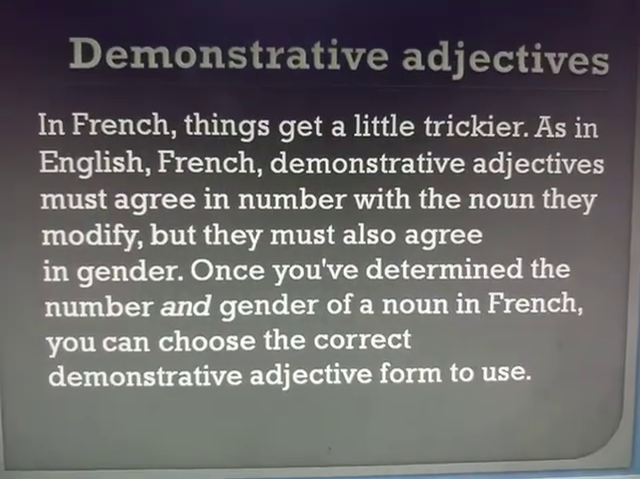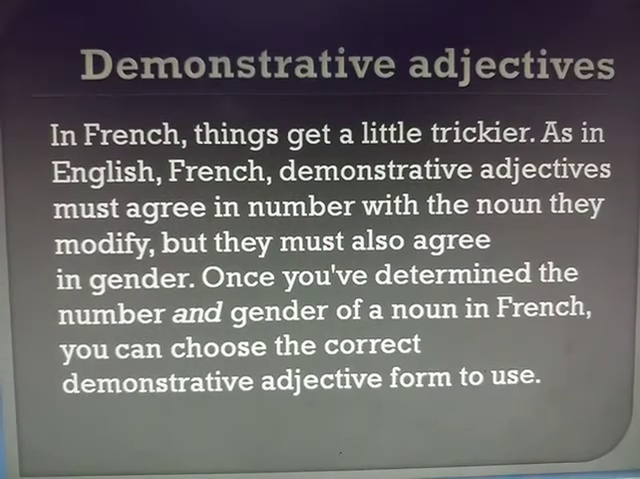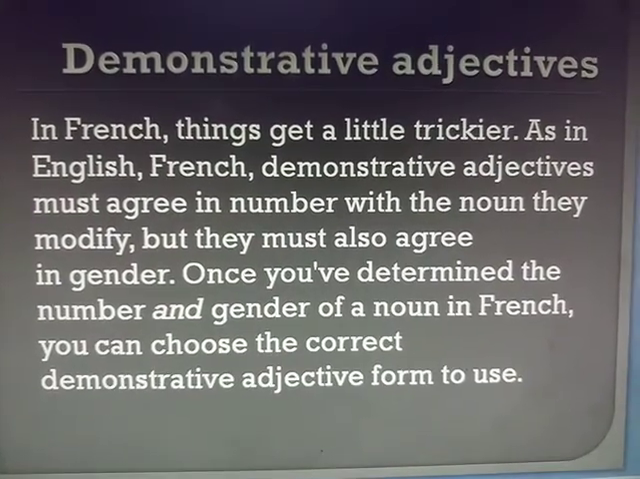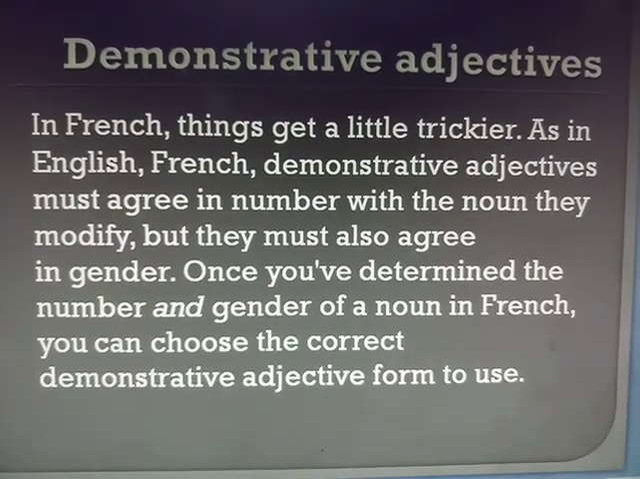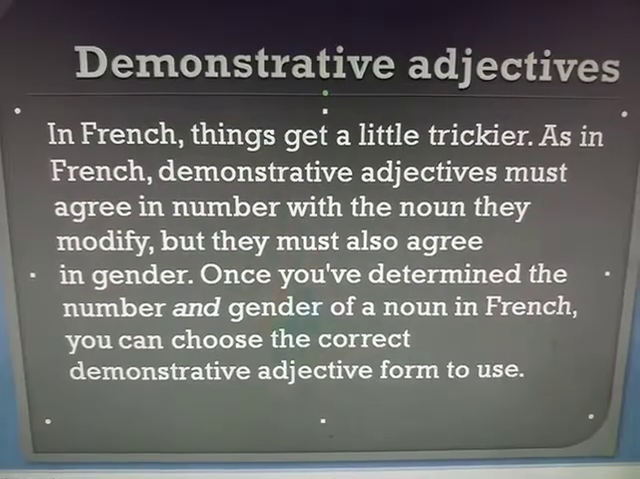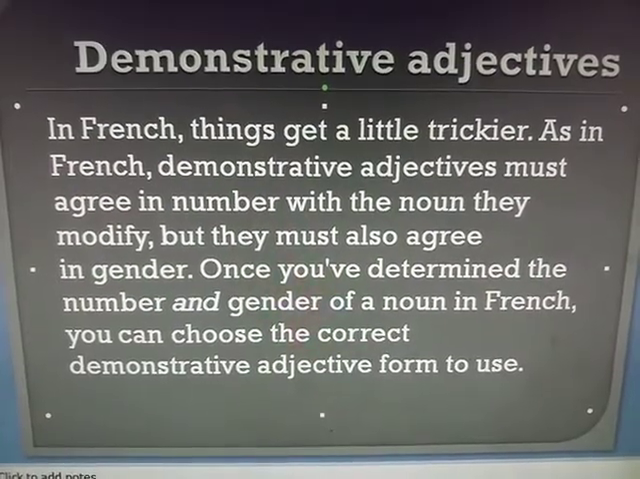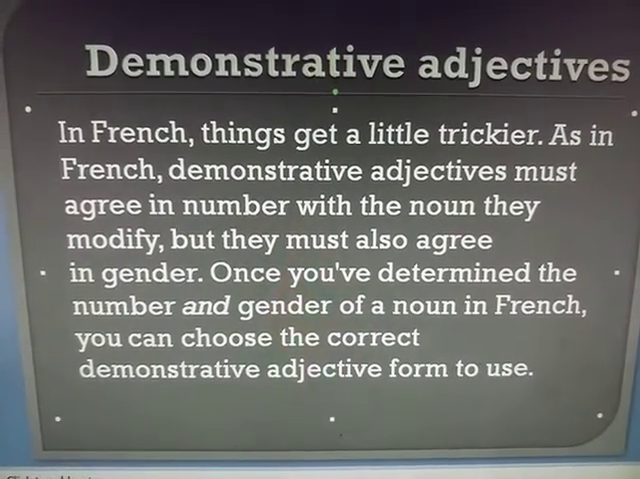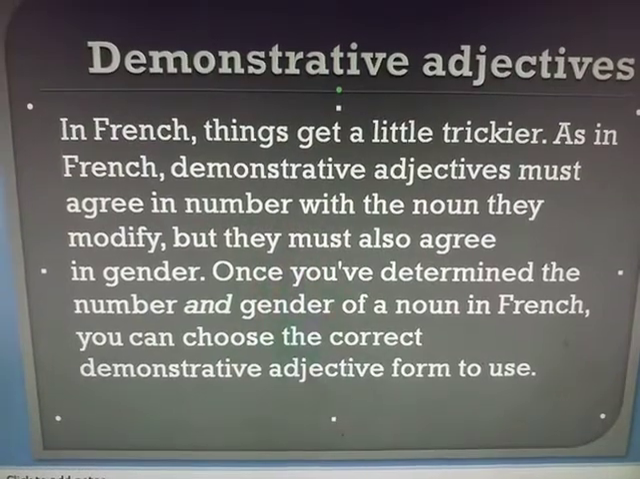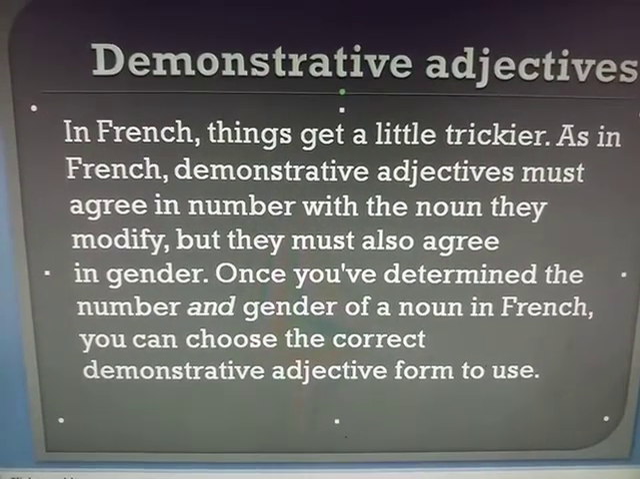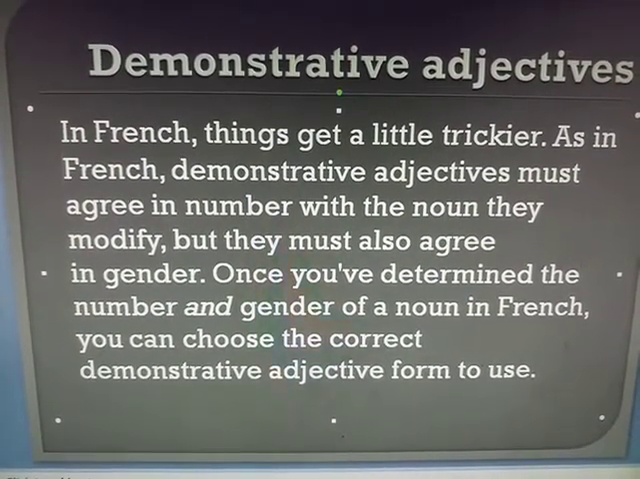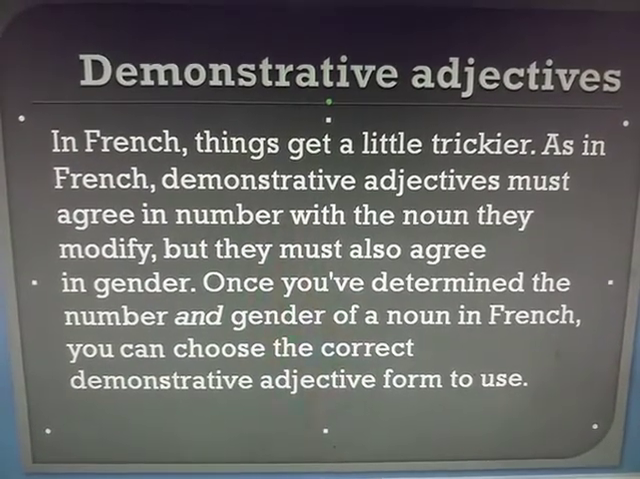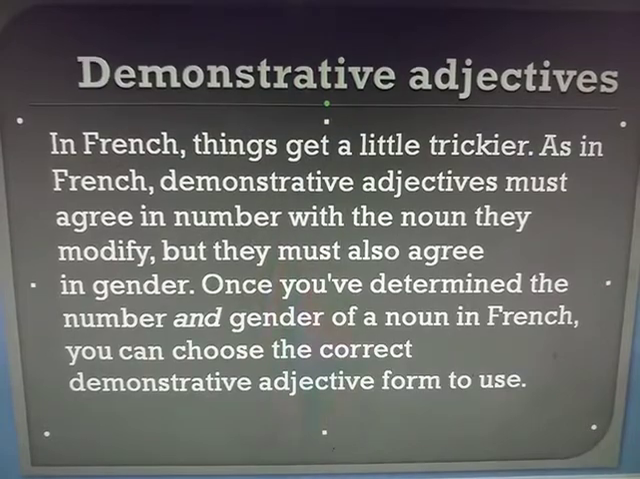In French, things get a little trickier. As in English, French demonstrative adjectives must agree in number with the noun they modify, and they must also agree in gender. Once the number and gender of a noun has been determined, then it becomes easy to choose the correct demonstrative adjective. This usage is very similar to adjectives in general in French.